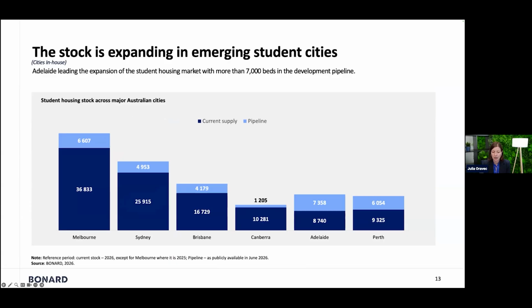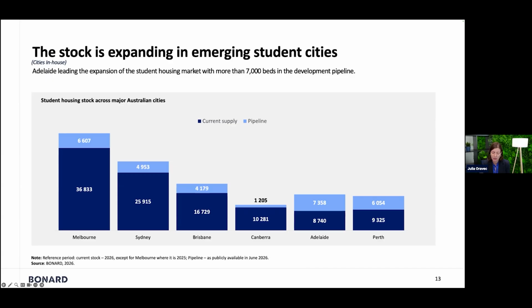This is what is coming. This is student housing supply across those major hubs. Of course, Melbourne is leading the way with the combination of current and future pipeline. So on the left of those bars, you see Sydney. In terms of new supply, what will come?